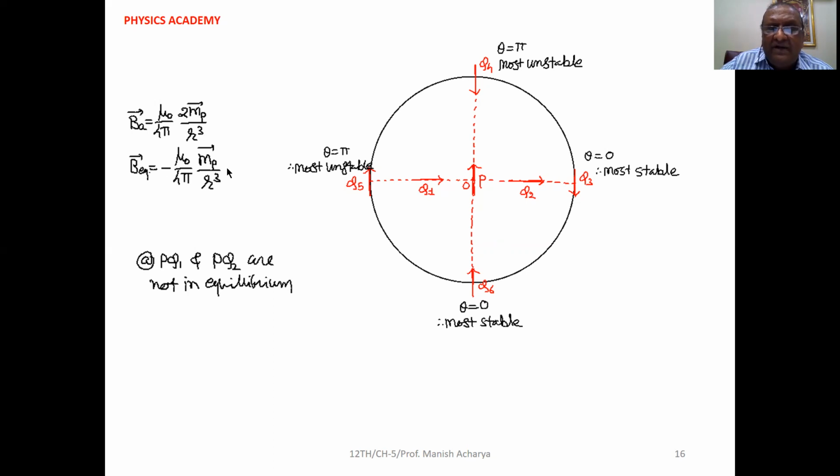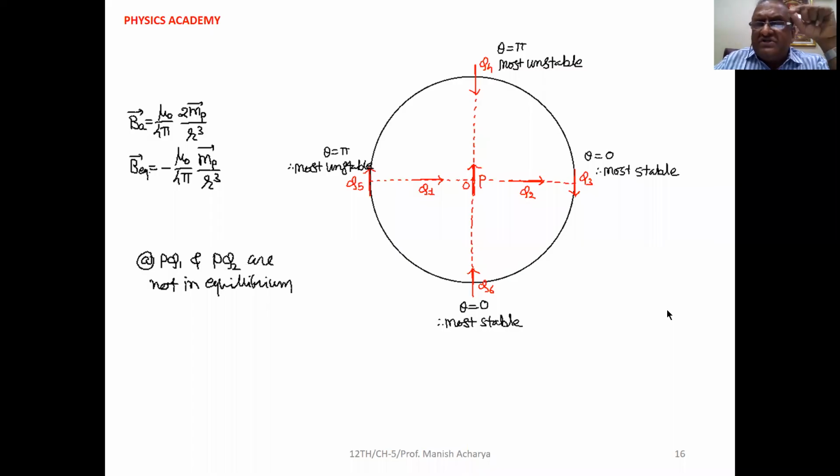As per the equation, it is in the opposite direction of MP. The magnetic moment is in this direction, so on the equatorial line the field is downward. So here the magnetized needle Q and the magnetic field of P are both perpendicular for the positions Q1 and Q2, and therefore we can say these two positions are not in equilibrium.